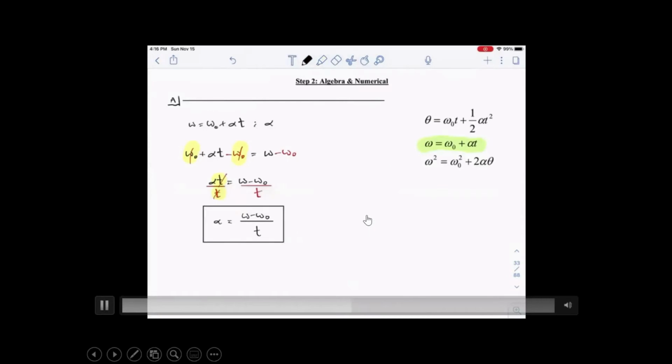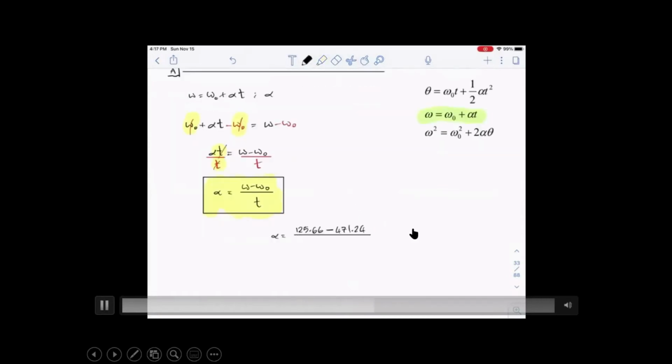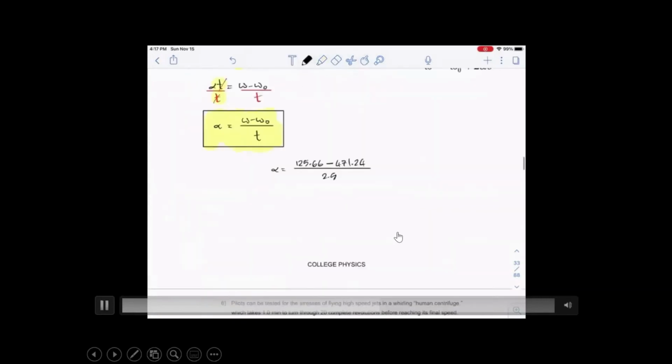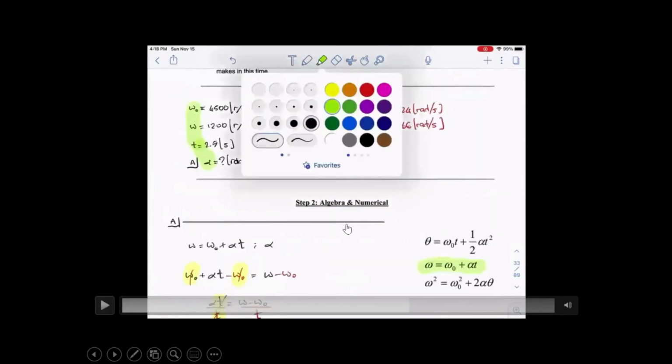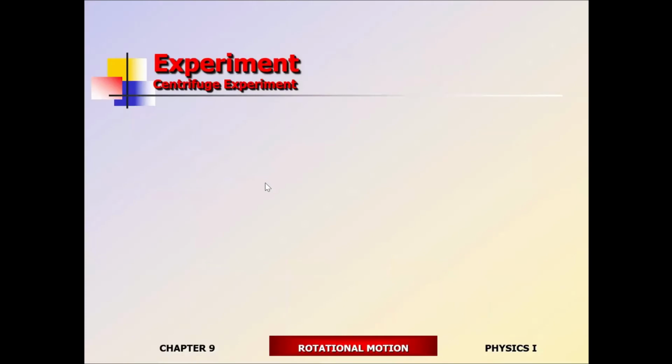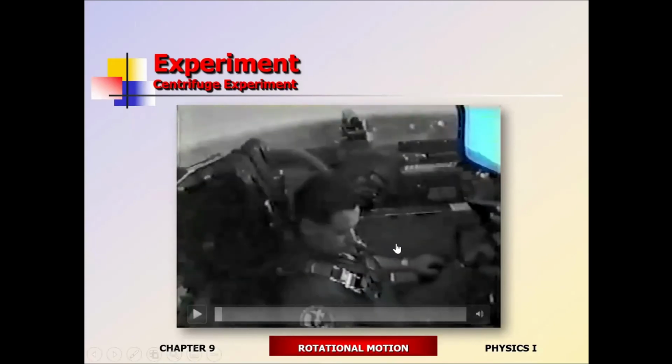All right, so we put the numbers in, in terms of revolutions, in terms of radians per second. And we end up getting a number, and that's it. There's no converting this number to anything else.